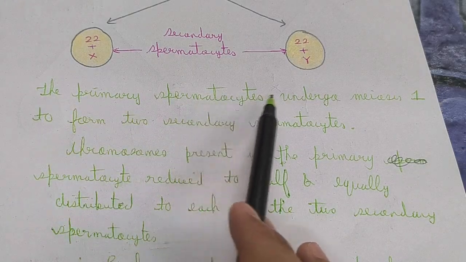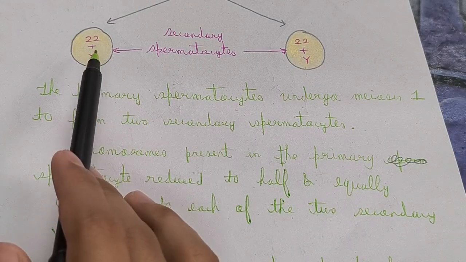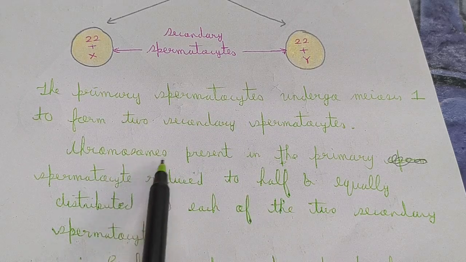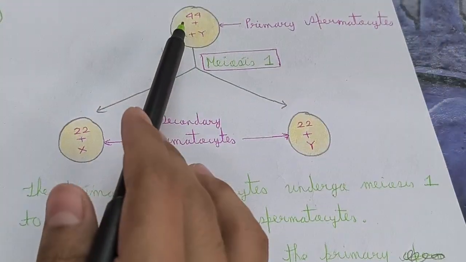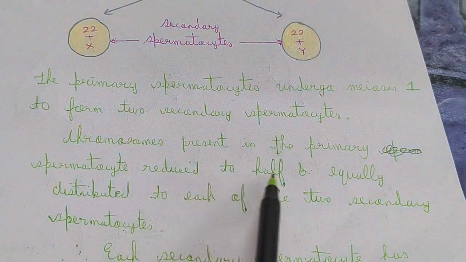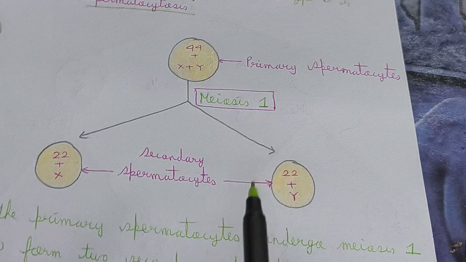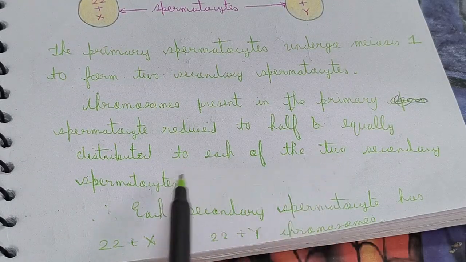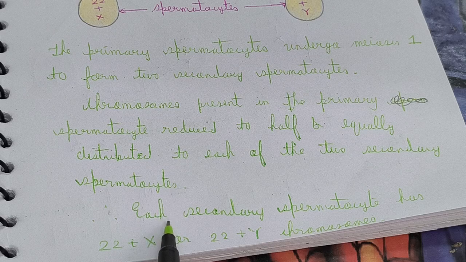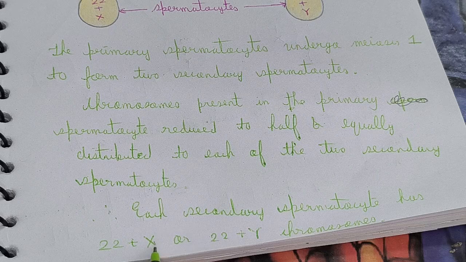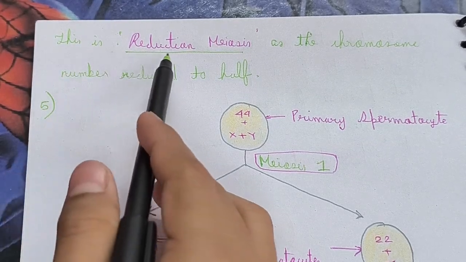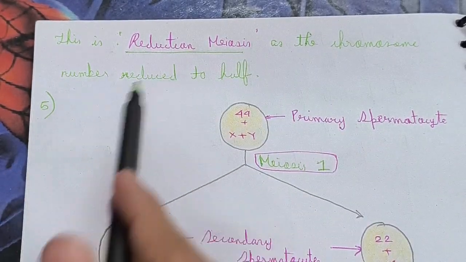The primary spermatocytes undergo meiosis 1 to form two secondary spermatocytes, and the chromosomes present in the primary spermatocytes are reduced to half and equally distributed to each of the secondary spermatocytes. Therefore each secondary spermatocyte has either 22 autosomes plus the sex chromosome, that is 22 plus X or 22 plus Y chromosomes. Therefore it is called reduction meiosis, as the chromosome number is reduced to half.